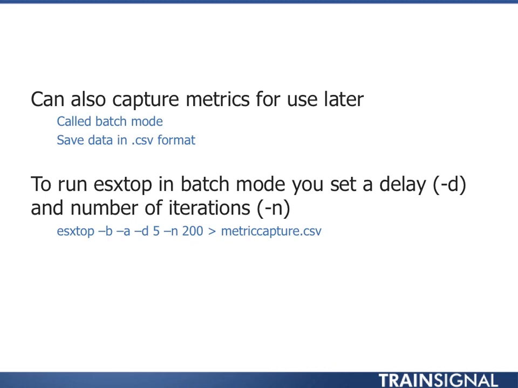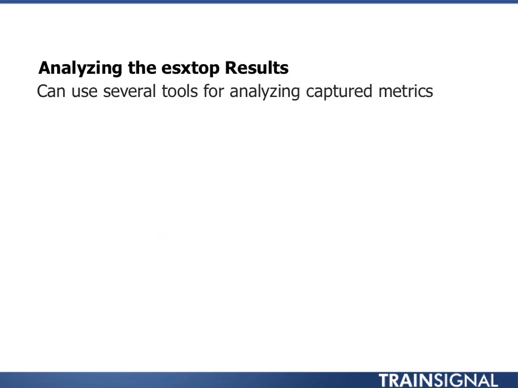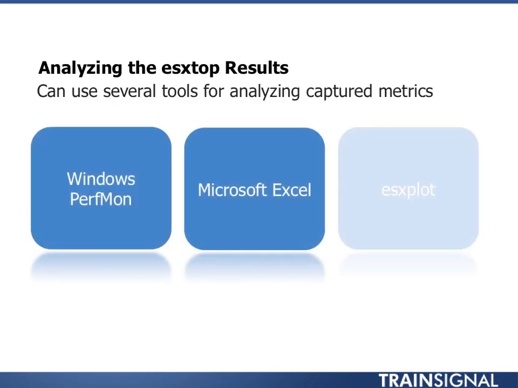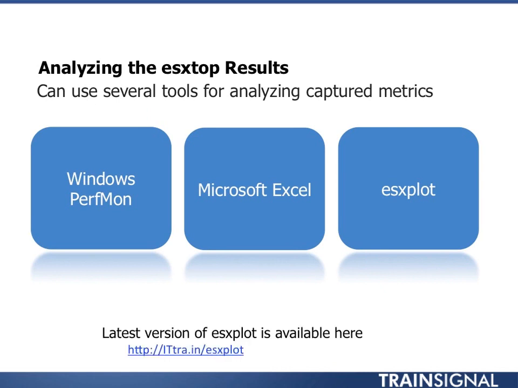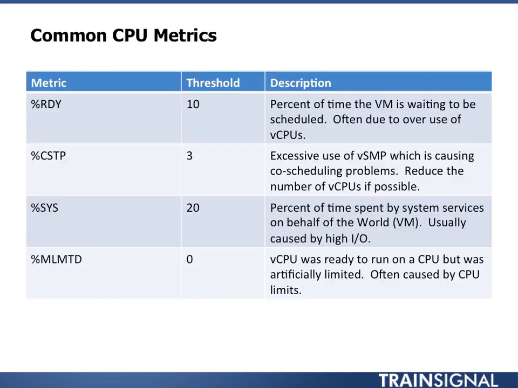So you can pick and choose how often you want to grab the metrics and how long you want to run it. You of course don't want to get too aggressive because it does put load on the system, and usually every few seconds is a great kind of a snapshot. And again, we talked about these. Some common tools are Windows Perfmon, Microsoft Excel. You can import CSV files straight in, and then the ESXplot tool. Latest version of ESXplot is available there.